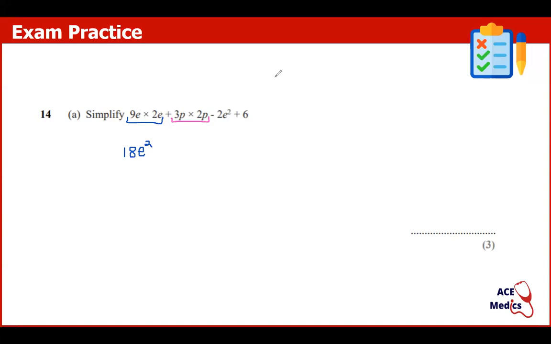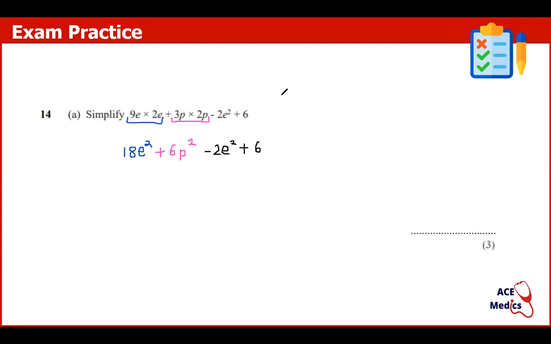This is where, now that we've learned multiplying and dividing, even though doing them separately is fine, when we're putting them in one equation, we tend to get a bit confused. Now, our plus is associated with our 3p. So it's going to be positive 3p times 2p. So we're going to do the numbers first. So 3 times 2 is 6. p times p is p squared. Okay. Then we're just going to add in our other ones at the moment. So minus 2e squared plus 6.